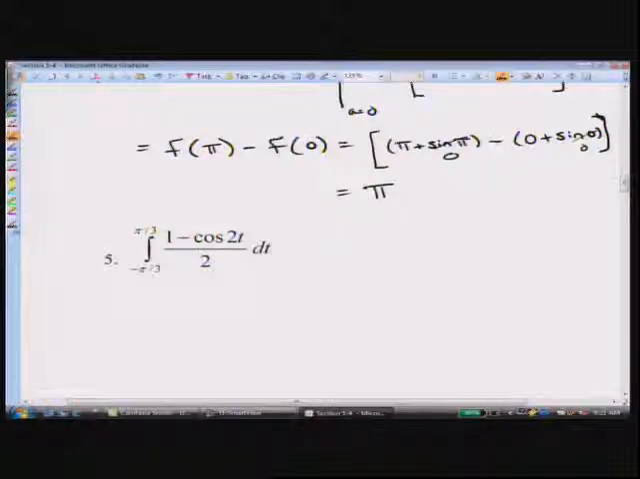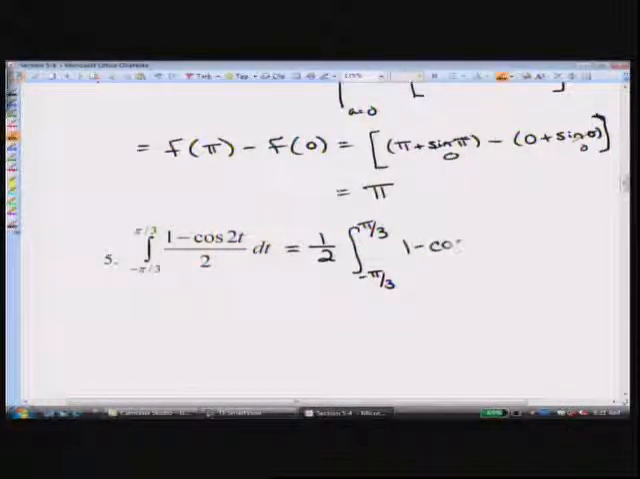Okay, on this one, when you're doing a problem like number 5, what you want to think about is, if you can pull anything out in front, go ahead and do that. Like that fraction's stressing me out. So I'm going to take the 1/2 out in front, and I'm going to go from negative pi over 3 to pi over 3 of 1 minus cosine 2t dt. Does that make sense? Because remember, constants just tag along.